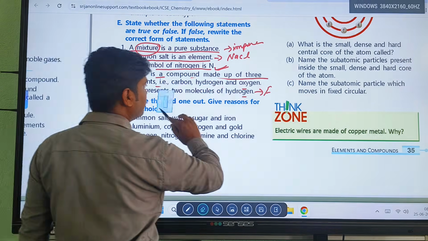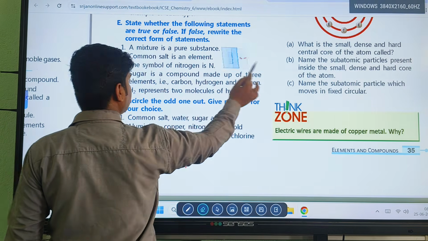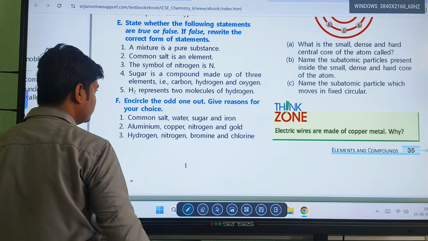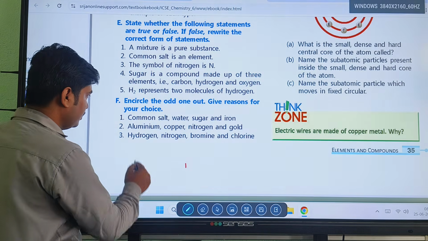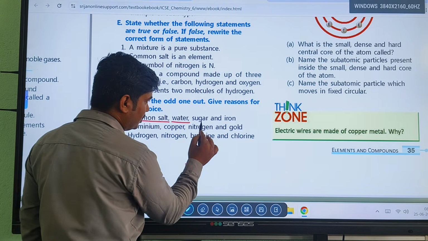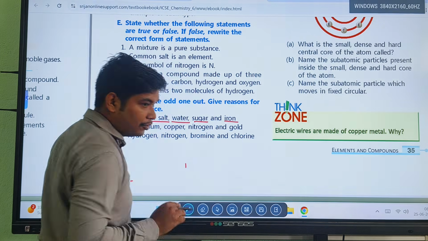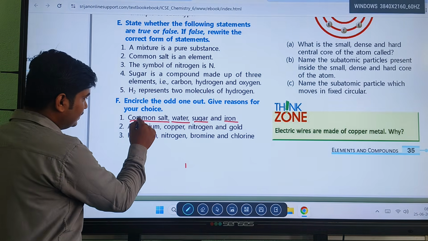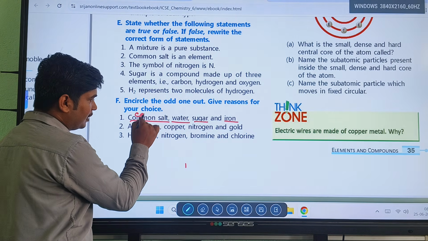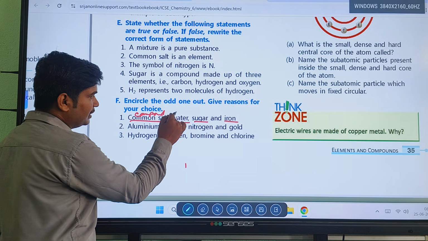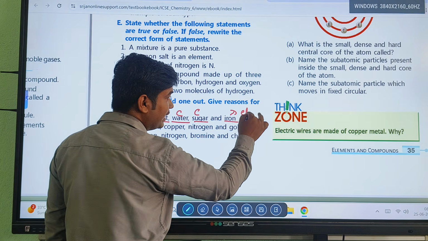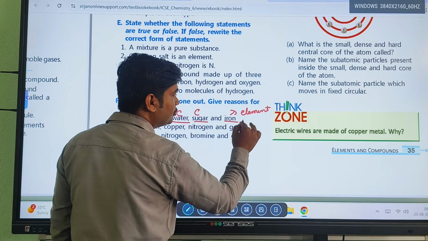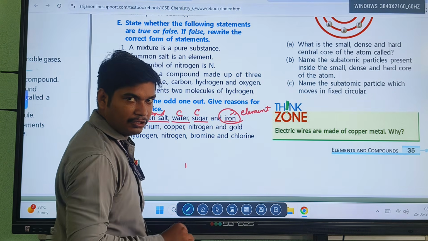Now, let's see another question. Here, it is asking to circle the odd one out and give a reason for your choice. Here, common salt, water, sugar, and iron. Which one is odd? This is a compound. This one is also a compound. This is also a compound, but this is an element. So this is odd. Okay.